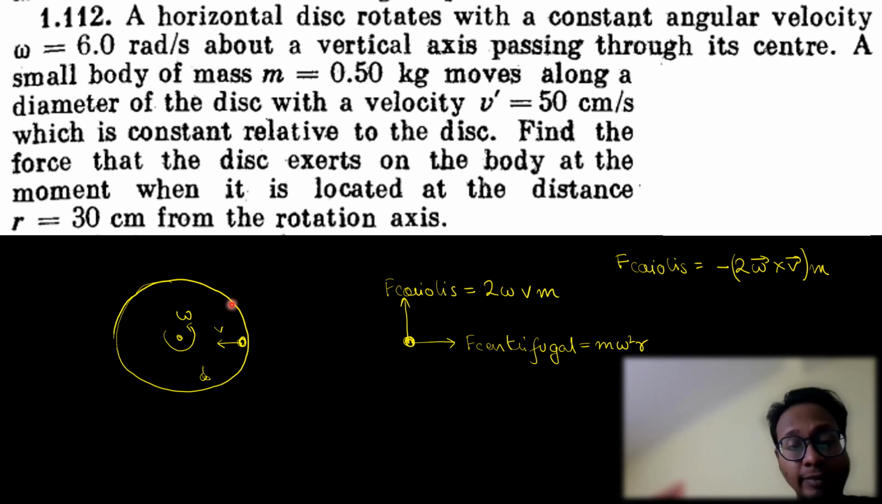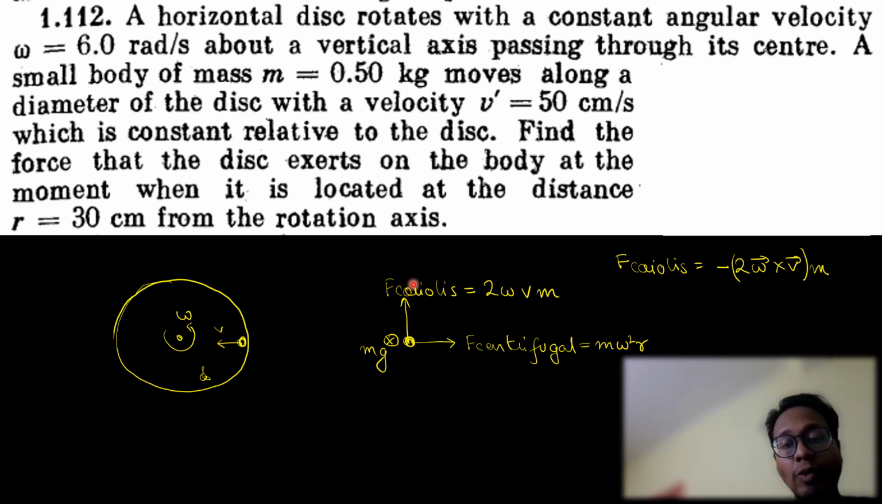Now see, I'm seeing this disk from the top of the disk. That means where is the gravity force acting? The gravity force is acting inside the plane of paper, and the normal force is acting outside the plane of paper. So the gravity force is acting out here. This is the gravity force.